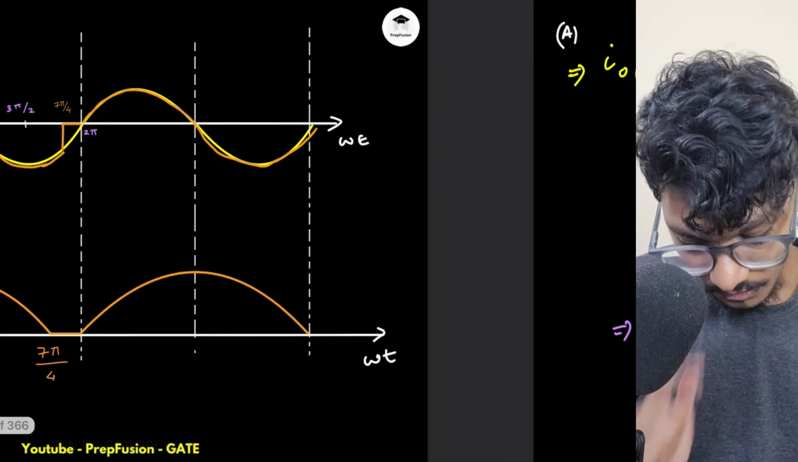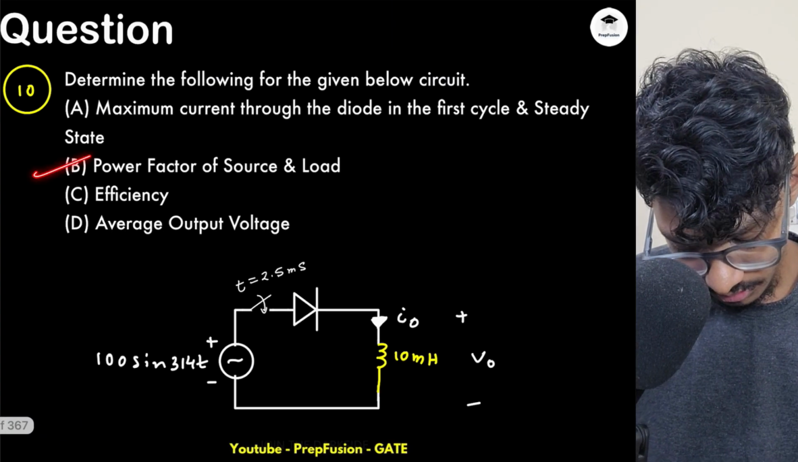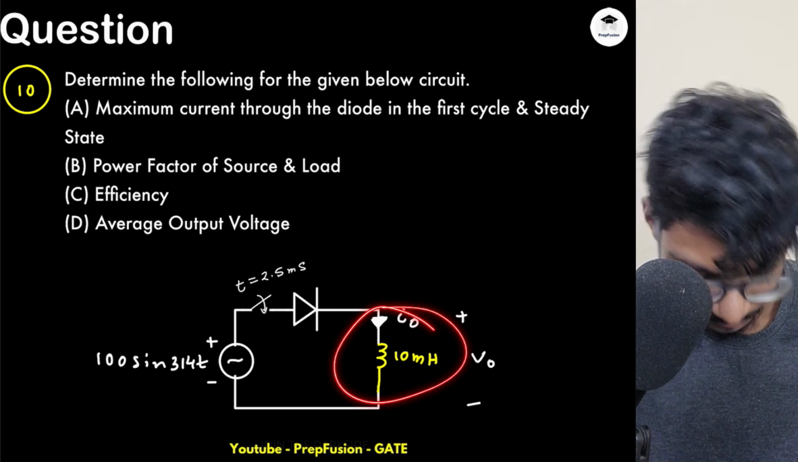Okay, so in part B, what are they asking? In part B, what are they asking? They are asking us about the power factor of the source and load. What is the power factor of the source? What is the power factor of the load?